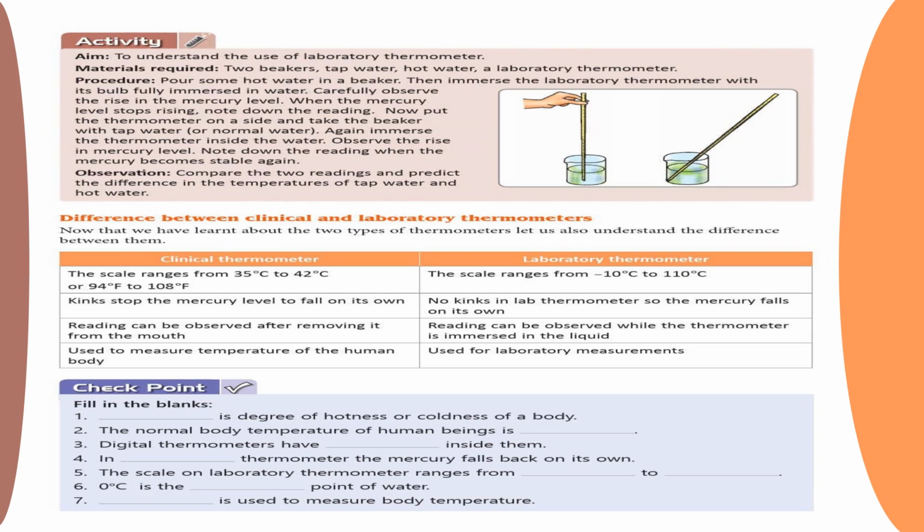Second, in the clinical thermometer, the kink stops the mercury level from falling on its own, while in the laboratory thermometer there is no kink, so the mercury falls on its own. Third, in the clinical thermometer the reading can be observed after removing it from the mouth. But in the laboratory thermometer, the reading can be observed while the thermometer is immersed in the liquid. And the last one, the clinical thermometer is used to measure the temperature of the human body, while the laboratory thermometer is used for laboratory measurements.